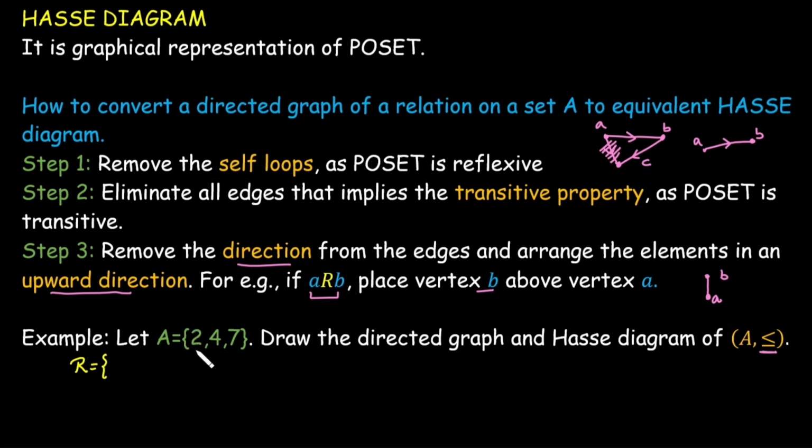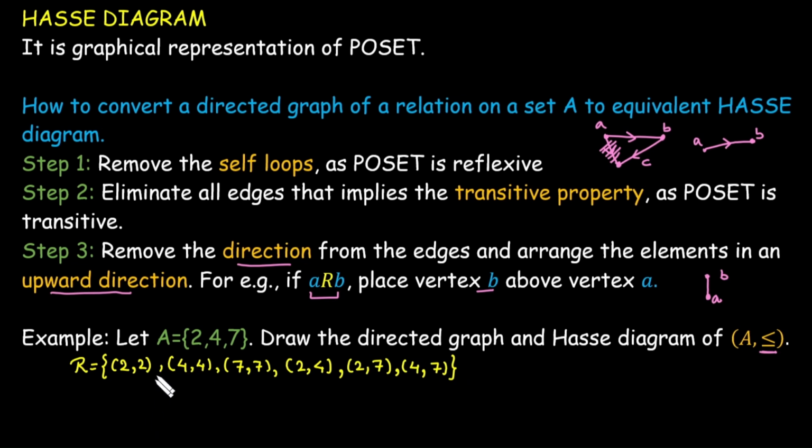The relation is less than equal to, so we can take the ordered pairs as 2 is less than equal to 2, 4 is less than equal to 4, 7 is less than equal to 7, then 2 is less than equal to 4, 2 is less than equal to 7, and the last is 4 is less than equal to 7. Now construct its directed graph.